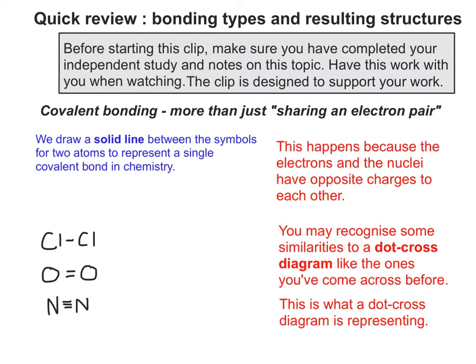So it's also worth pointing out that you can get triple bonds as well. You've probably come across them at GCSE. So if we were to look at nitrogen, for example, why don't you pause the clip and try to draw this one.